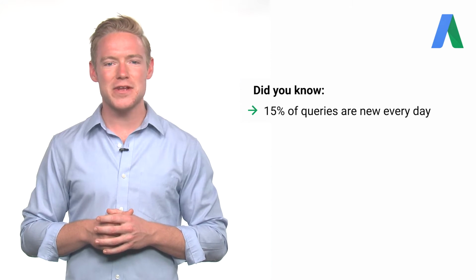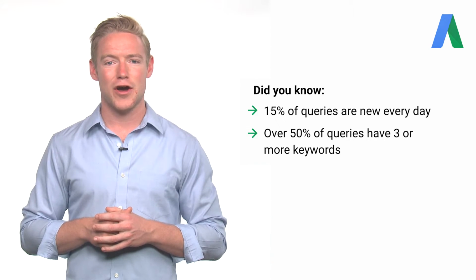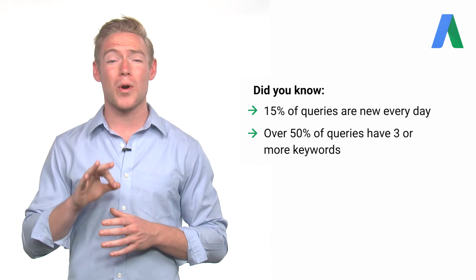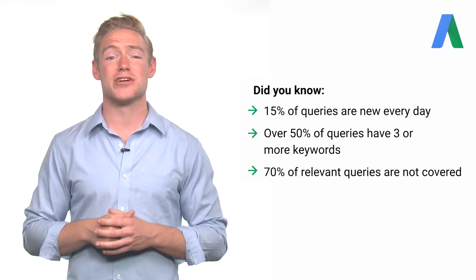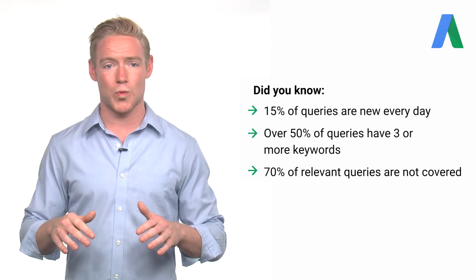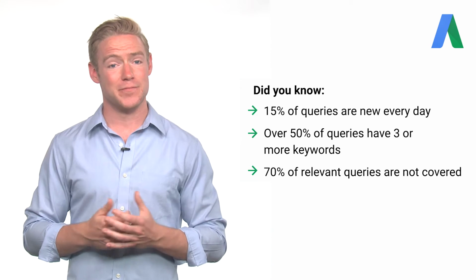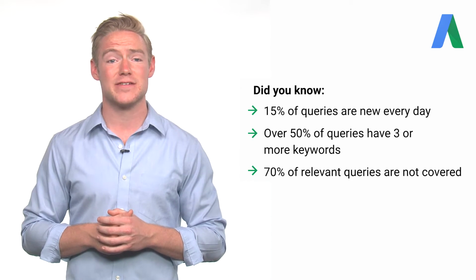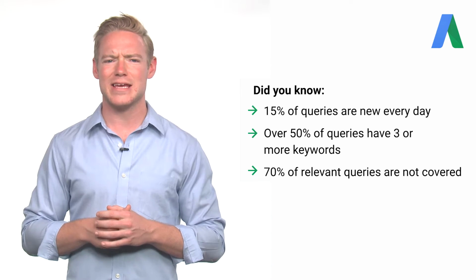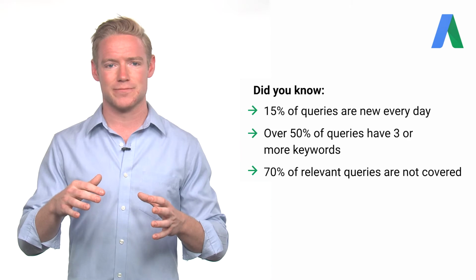Did you know 15% of queries on Google.com are new every day? Over 50% of search queries on Google have 3 or more keywords. And on average, 70% of relevant queries are not being covered with an exact match keyword within advertisers' accounts. Knowing this means that building a comprehensive search strategy in your domestic market can be complicated. But taking that strategy beyond your borders can be an even larger challenge.